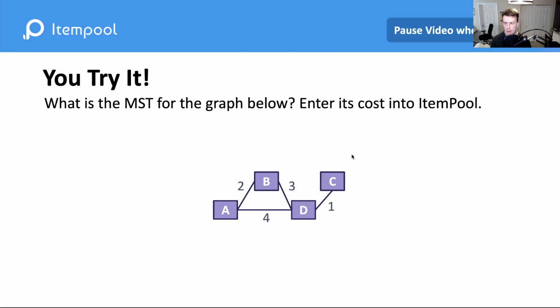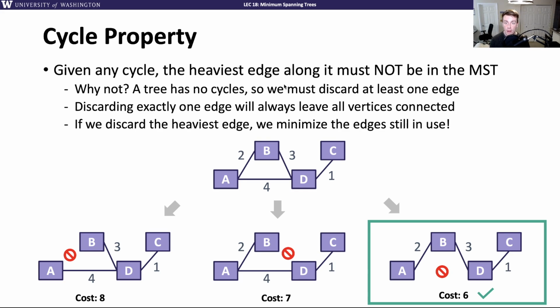So starting with this example we used last time, there's actually one really key property that we'll see about kind of any MST that we find. One of these key properties is what we call the cycle property, which is if you have a graph with a cycle, then there's no way for the heaviest edge, the one with the highest weight, to be in the MST. So remember, a tree can't have cycles. So if we have a graph with a cycle to start with, we're going to have to choose some edges that don't form a cycle.